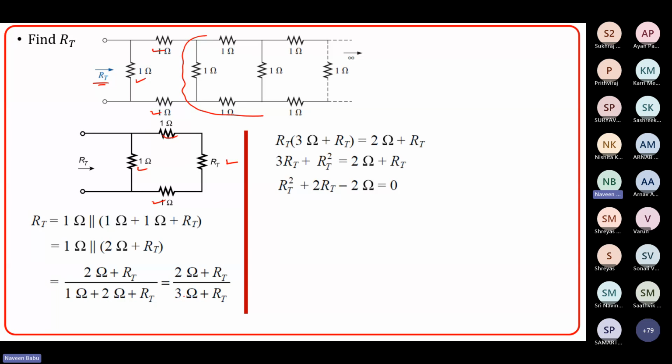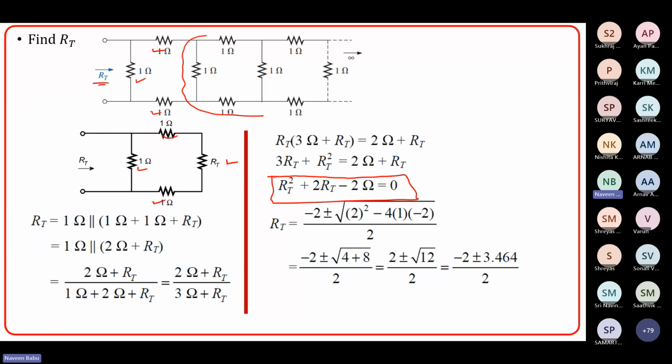You just cross multiply it and what you get is a quadratic expression: RT squared minus 2 RT minus 2 equal to 0. Now this can be solved by your regular quadratic formula, minus b plus or minus root of b squared minus 4ac by 2a. When you substitute, you get two answers. One is 0.732 ohms and the other is minus 2.732. You cannot have a negative value as a resistance.